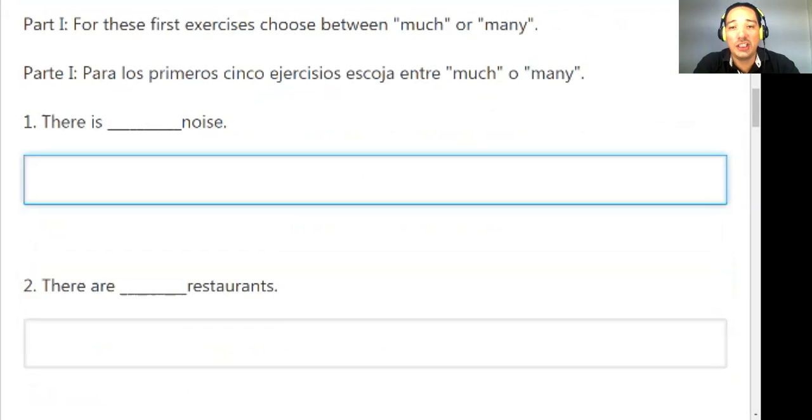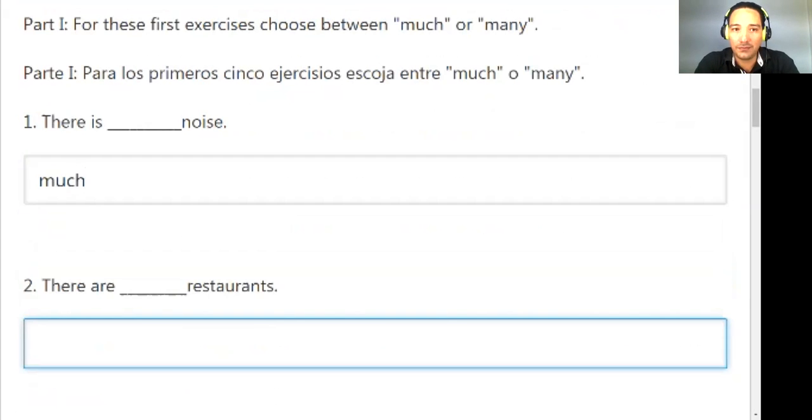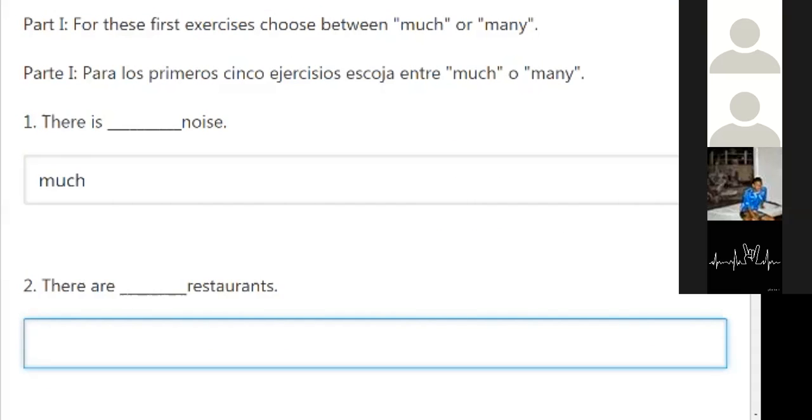There is much noise or there is many noise? Much. There is much noise. Noise is ruido, ¿verdad? Yeah, there's much noise. Great. Hey, thank you, Patricia. That was great.